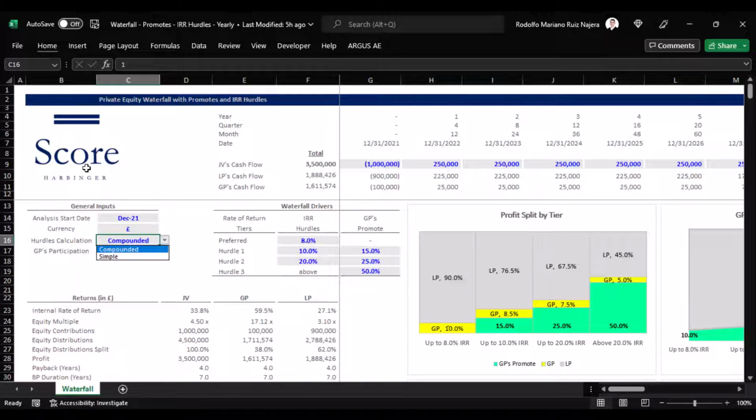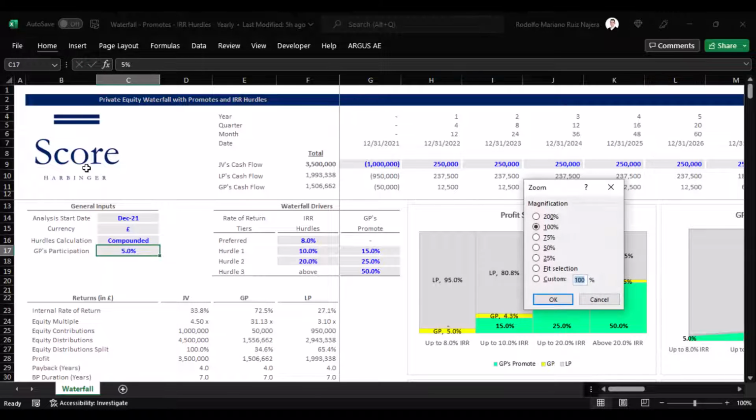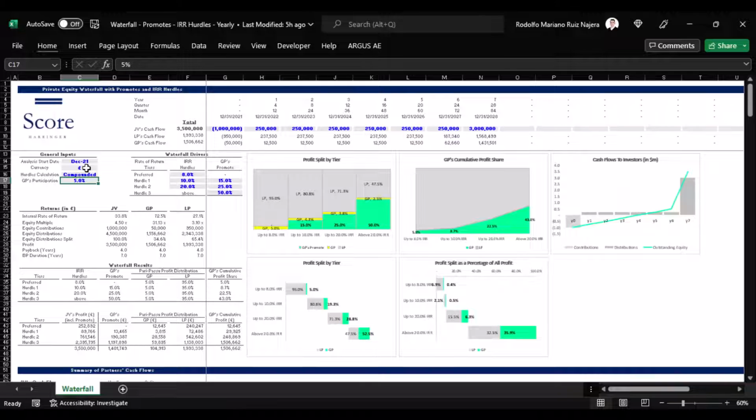We can opt to calculate IRR hurdles on a compounded or simple basis. In the simple interest calculation methodology, interest is not capitalized in the calculation of the next period's interest. In other words, there is no interest on interest, whereas in the compound interest calculation methodology there is. Usually compounded is the most typical way of calculating IRR hurdles.